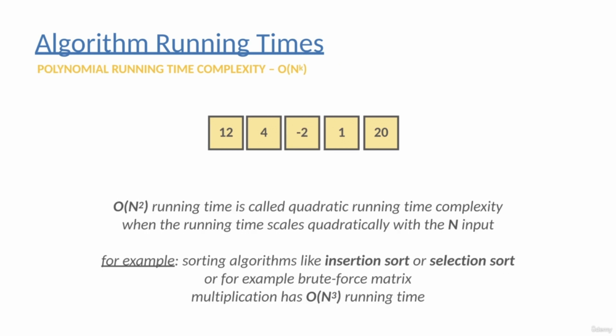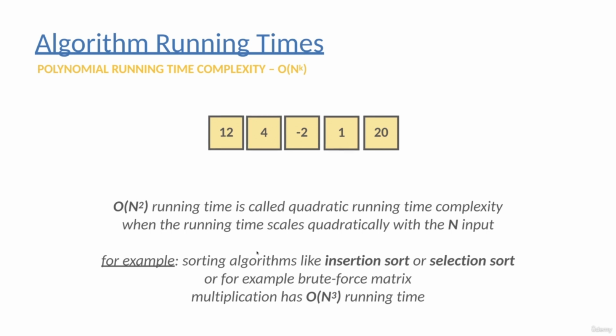Then we have the polynomial running time complexity n to the power of k when k is larger than 1, such as the quadratic running time complexity n squared, we have n cubed, and so on. Ordo n squared, for example, is called quadratic running time complexity when the running time scales quadratically with the input. What does it mean? If we double the input size, then we end up with 4 times the running time. So this is the quadratic running time complexity.